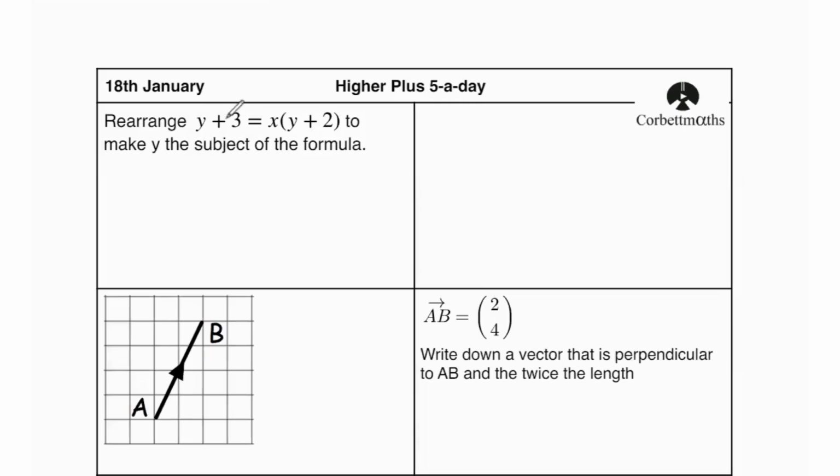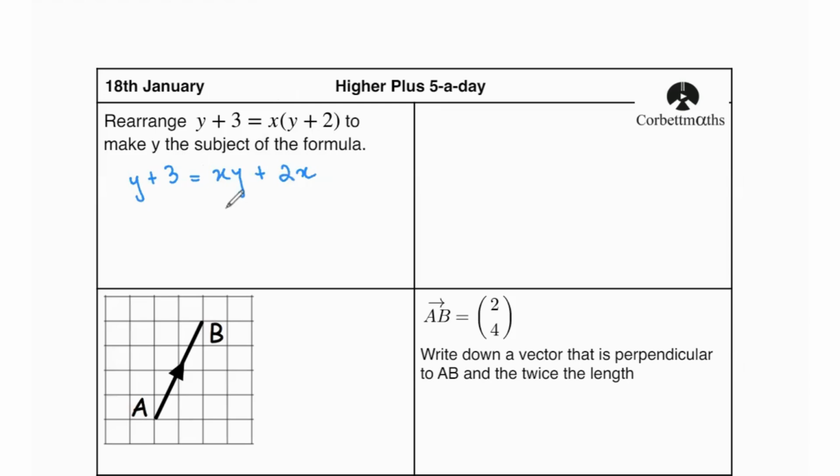The first question says rearrange y + 3 = x(y + 2) to make y the subject of the formula. So we'll begin with expanding the brackets on the right-hand side. So y + 3 = xy + 2x.